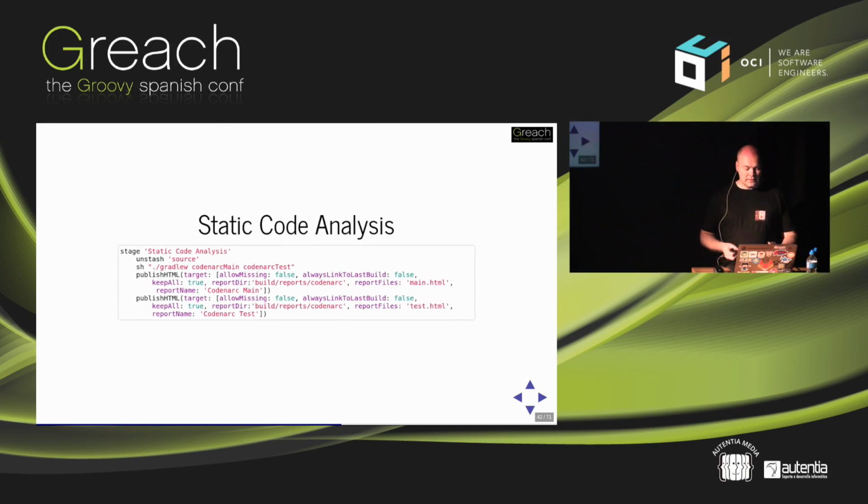Static code analysis is simply running CodeNarc main and CodeNarc test using the Gradle wrapper, and then I try to publish the HTML result. So in case something is wrong, I can actually see the result. And if it's not wrong, well, I can show the other developers that, yeah, it's good. CodeNarc doesn't complain.